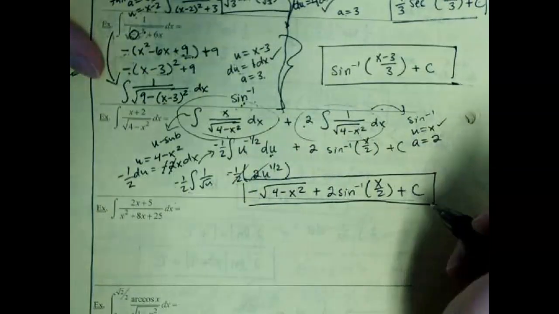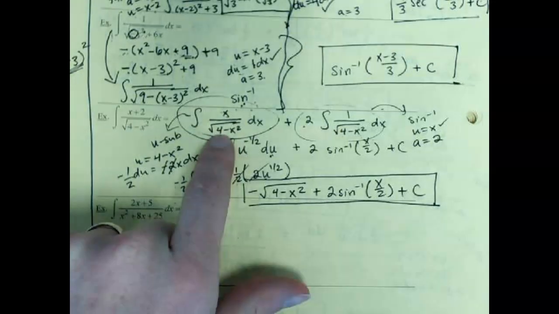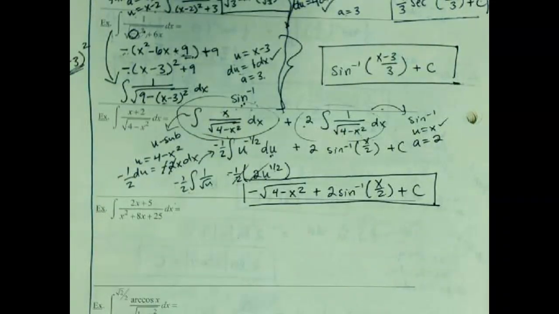And then that would be the answer for this. So that's a little tricky. U sub doesn't work for the whole thing, but if I split it up, U sub will work for part of it, and then the inverse trig works for the other part. Now the next one is going to be even harder.